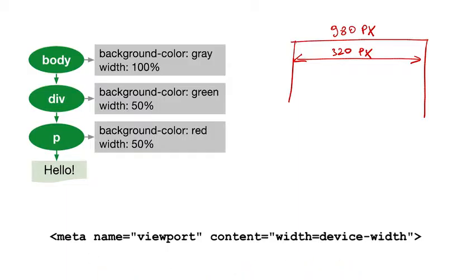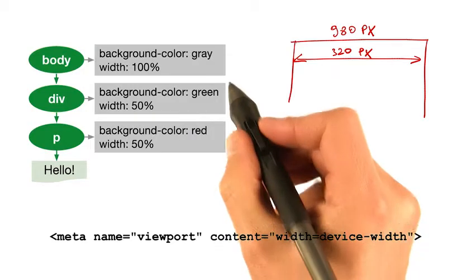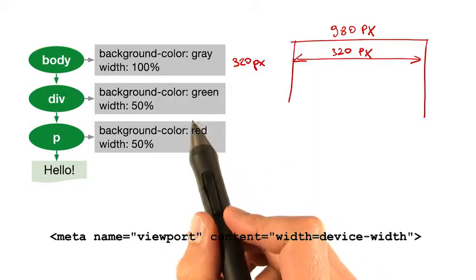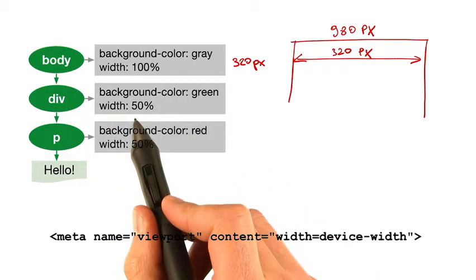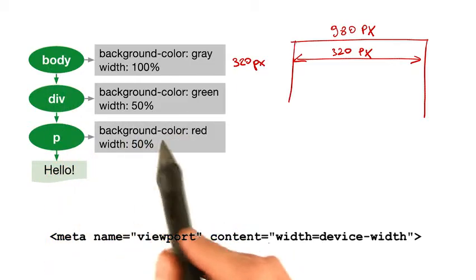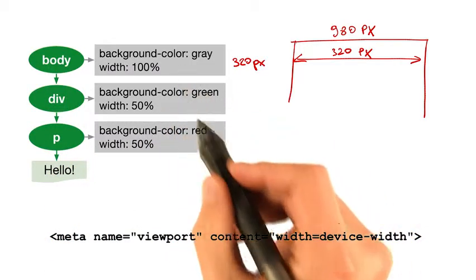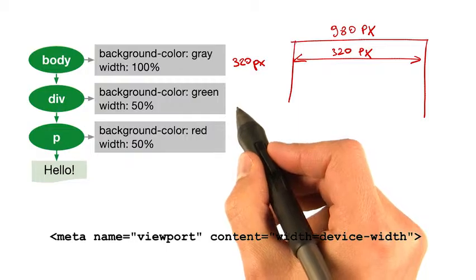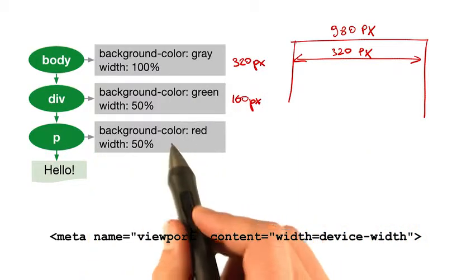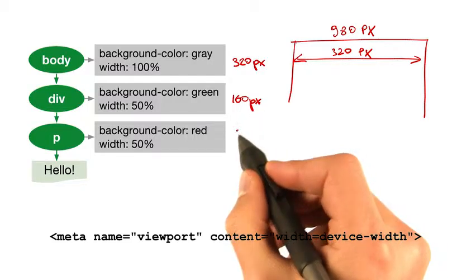But getting back to our example, if the device width is 320 pixels, then the body will be 320 pixels wide. Next, we have the div node at 50% of the width, and it is a child of body, so its width is relative to its parent, and 50% of 320 pixels is 160 pixels. And for paragraph, the width is 50% of its parent, giving us the width of 80 pixels.